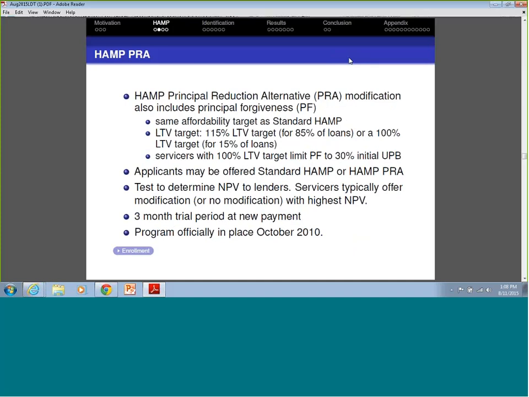So applicants can be offered either standard HAMP or PRA under the HAMP program, and this decision is typically determined by an NPV test. Servicers can use different rules, but in practice there was an NPV test that identified the higher value option. Again, there was a 3 month trial, and the program was officially in place as of October 2010.